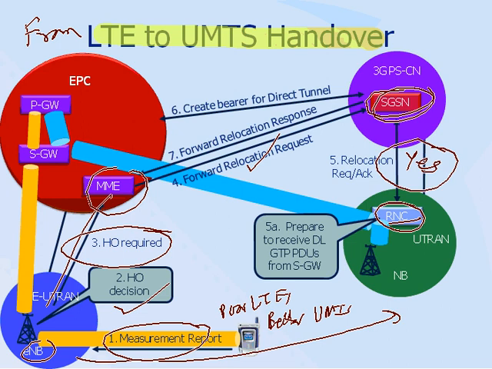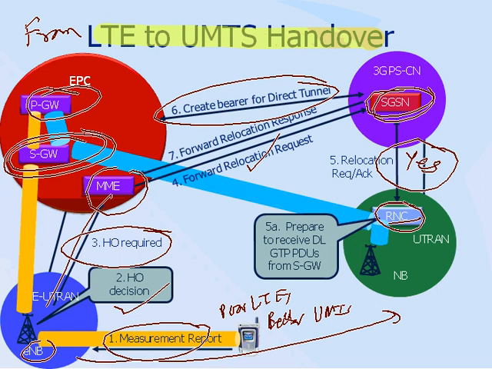And then it will send a message to the core network so that we can create a tunnel, and the tunnel will be between SGW and RNC. So we are constructing this tunnel. Then finally, we'll tell MME that we have to construct the tunnel, but resources have been reserved. So let's do the relocation.